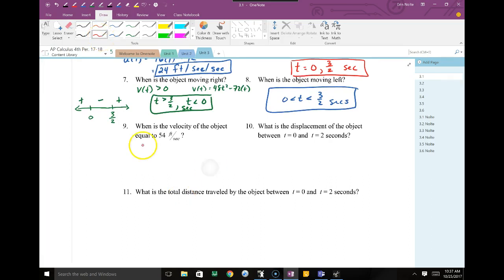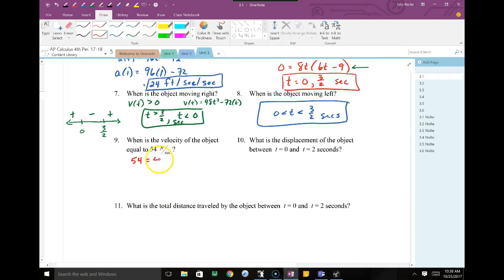Yeah, right? Set the velocity equal to 54. That one is pretty literal. Let's go back to our standard form. It was 40. I would use standard because it's equal to 54. So we're going to have to subtract the 54 and do some quadratic equation stuff.